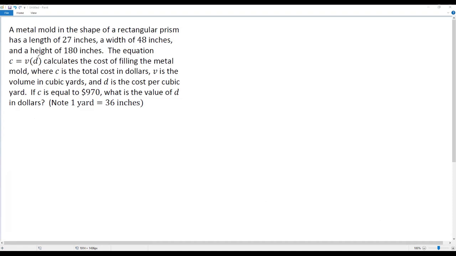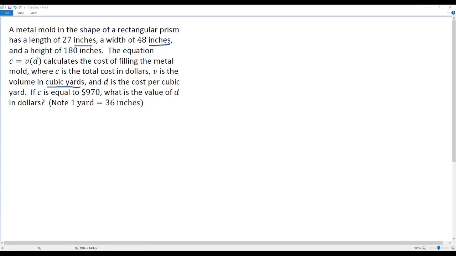Okay, here we have the equation. In this equation, we have the value for C, the total cost, $970. And V represents the volume of the rectangular prism in cubic yards. We have to find the value of D, which is the cost per cubic yard. We have to notice an important thing: the volume is in cubic yards, but the dimensions are given in inches.